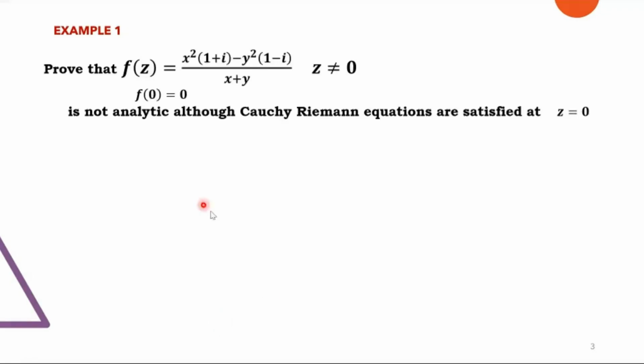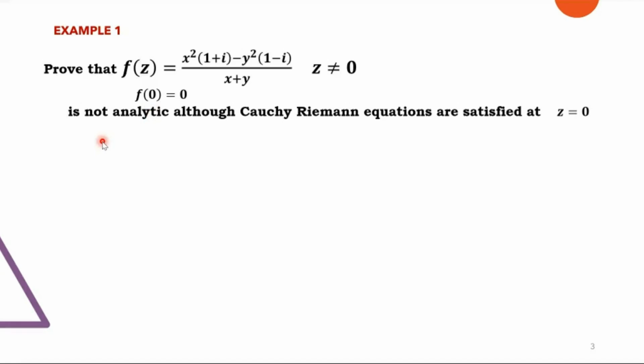Okay. Now prove that f of z equal to some function for z not equal to 0, f of 0 equal to 0, is not analytic although CR equations are satisfied at z equal to 0. So these are a typical type of problems where एक तो ये है कि function is defined in two intervals. अभी तक हमने जितने भी problems किए, function was defined as one only, f of z equal to something. है ना, we were not defined that f of z equal to this for z not equal to 0 and equal to 0. एक तो function दो में define नहीं था. That is a change here.